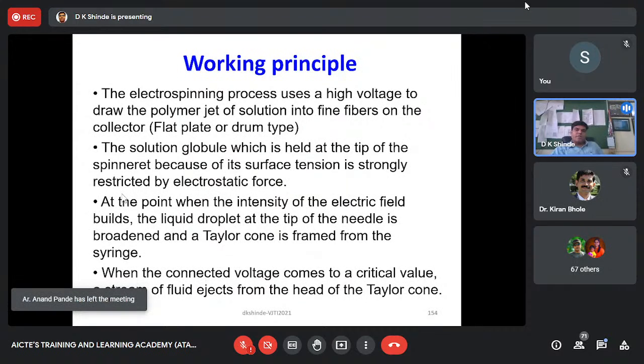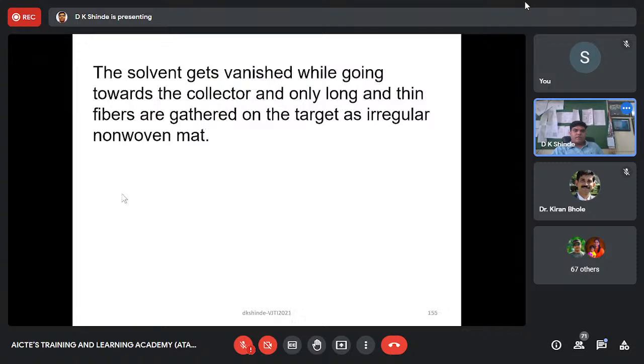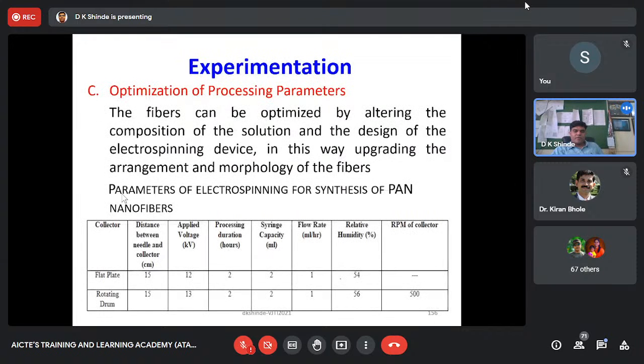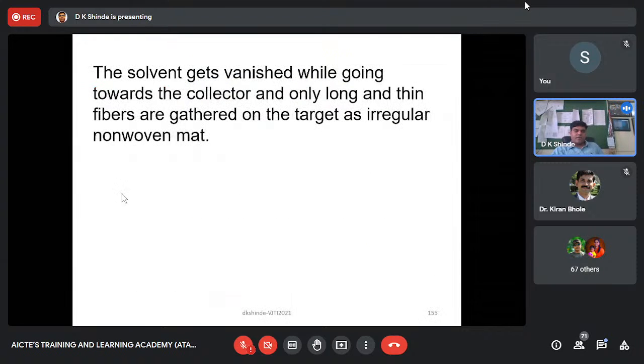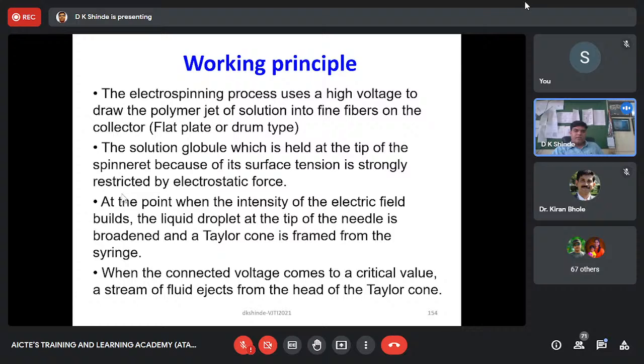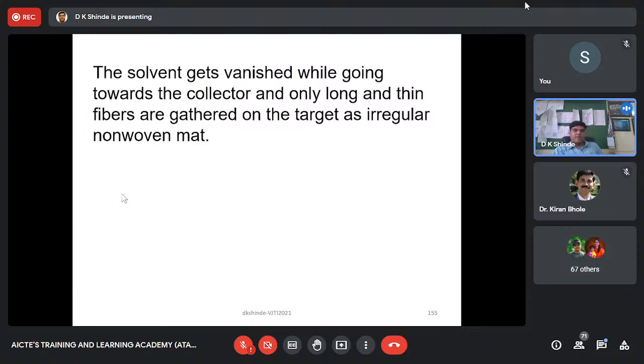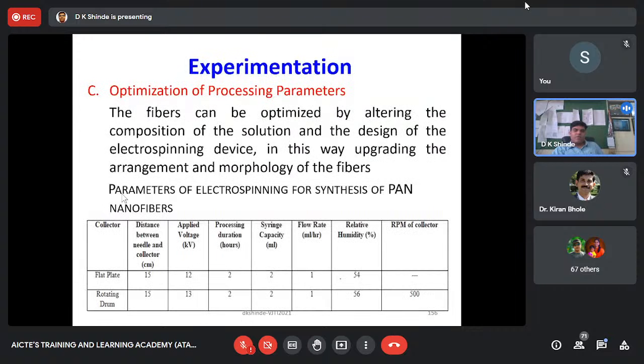So using these flat plate collectors, we can directly collect those fibers due to the voltage difference and the viscosity of the solution. A voltage difference and a Taylor cone will be formed, and because of the high surface tension, fibers are pulled out and collected on the collectors. So these are the non-woven fibers.